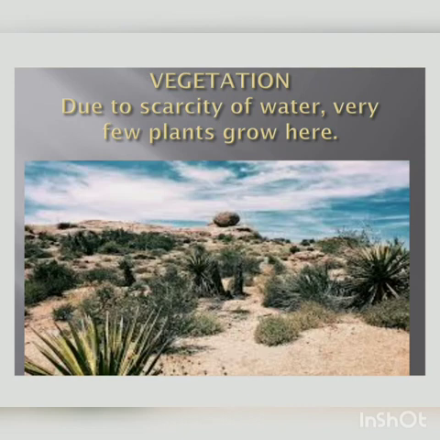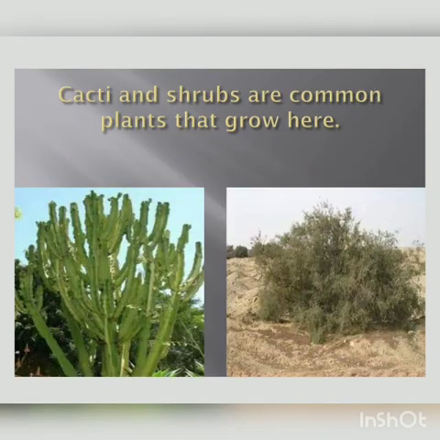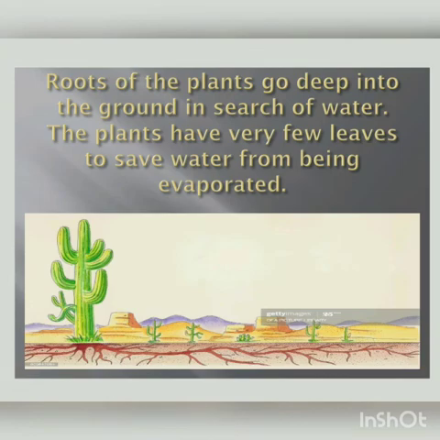Vegetation. Due to scarcity of water, very few plants grow here. Plants that grow here can withstand the hot and dry weather. Most plants have long roots which go deep into the soil in search of water. Cacti and shrubs are common plants that grow here.